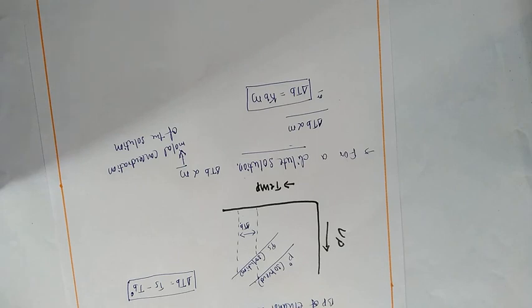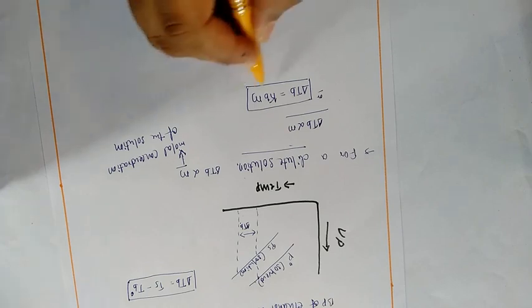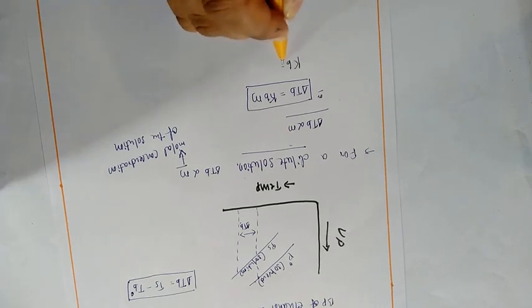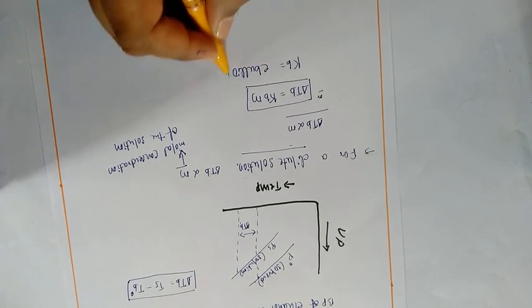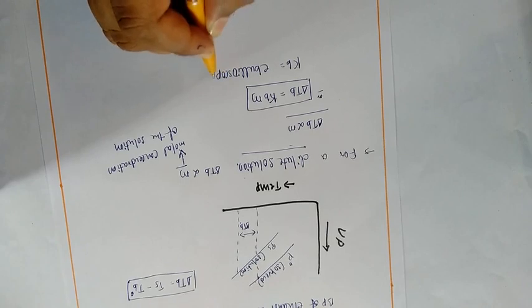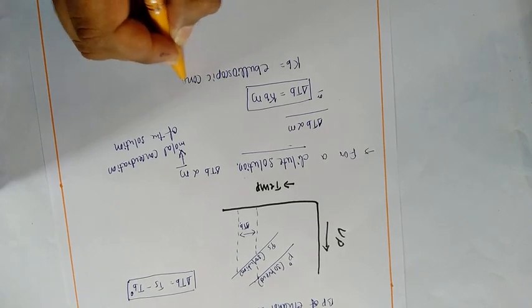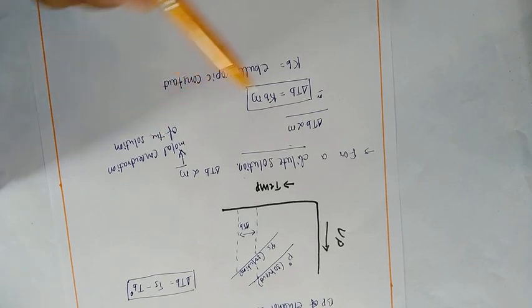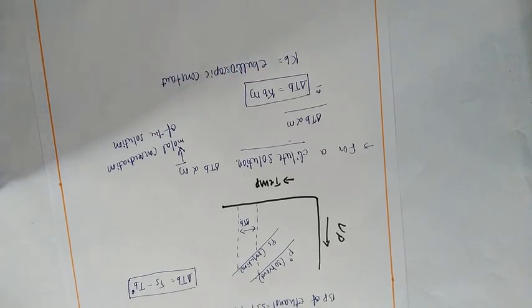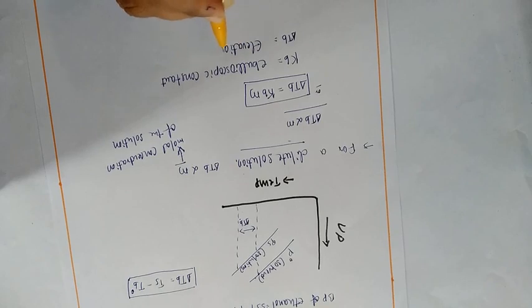Here Kb means molar elevation constant, or you can say ebullioscopic constant. And M means molar concentration of the solution, and delta TB means elevation of boiling point.